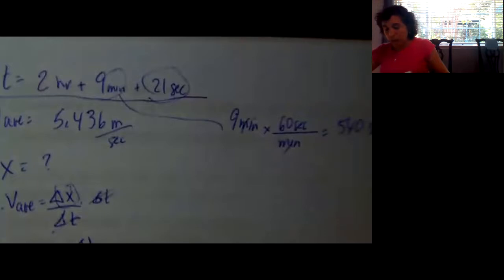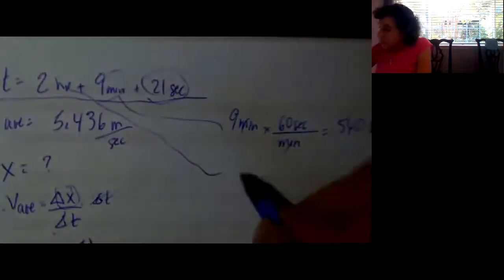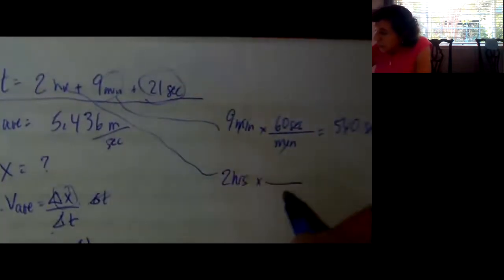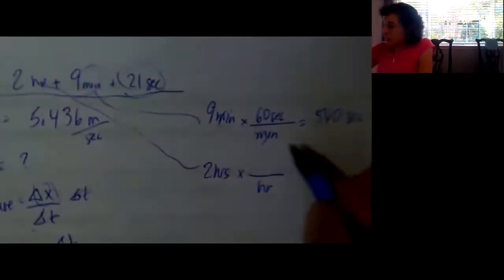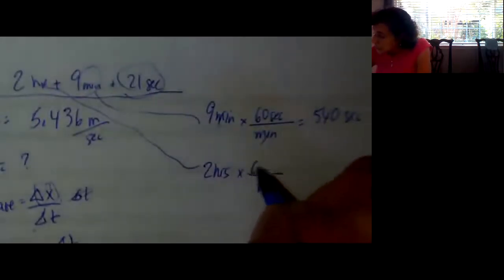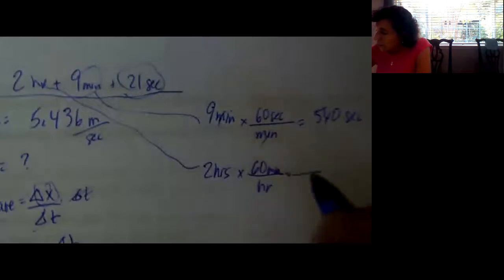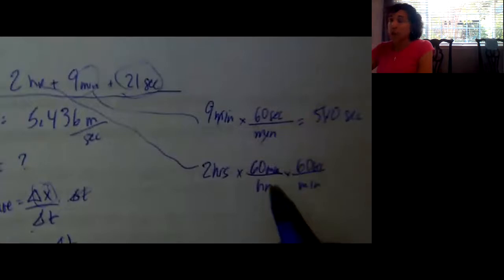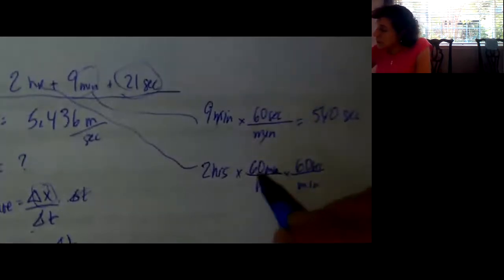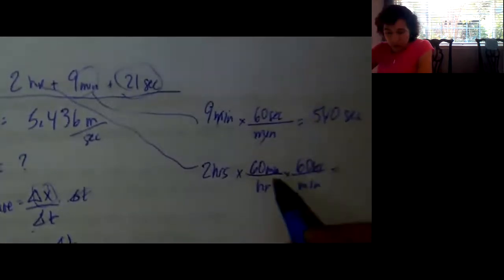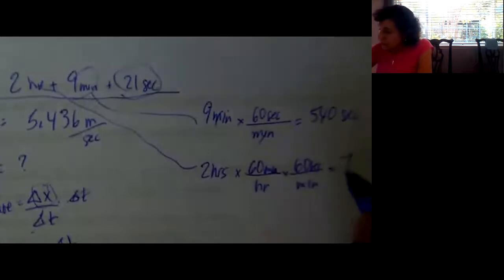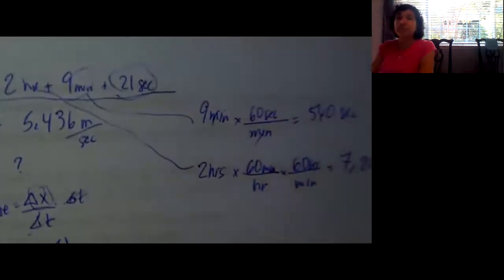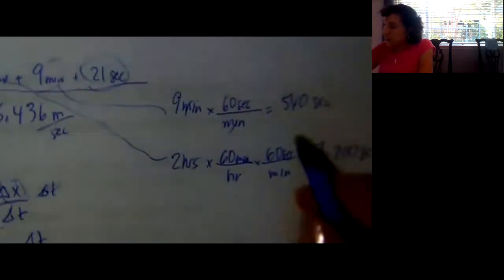All right, so the next part is the 2 hours. Not too different. So I have 2 hours. Let's do that again. This time I put hours to cancel out. So 1 hour is how many minutes? 60 minutes. And then I have minutes down here and I have 60 seconds. Eventually, maybe you'll remember that 1 hour is 3,600 seconds. But if you don't, 6 times 6 is 36. So 2 times 3,600 comes out to 7,200 seconds.